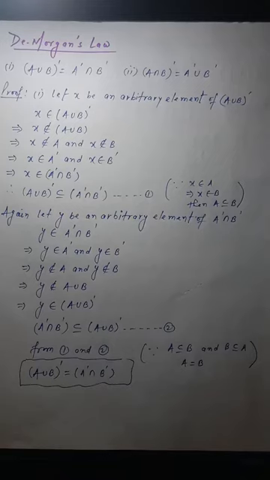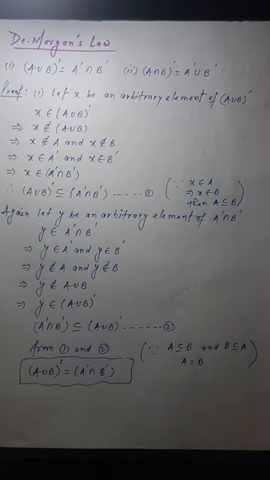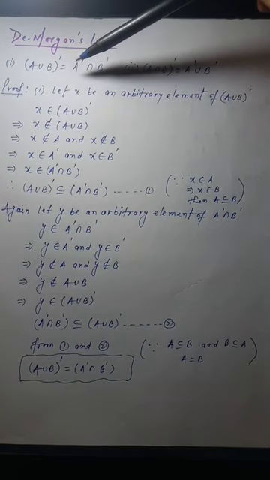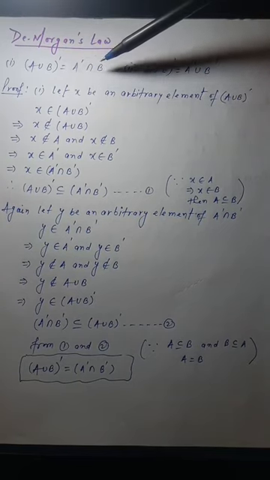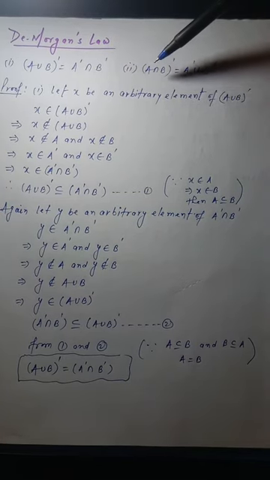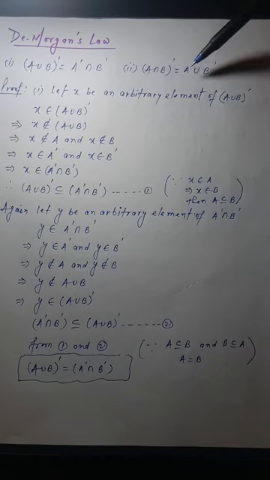Friends, welcome. After complement of set, it's time to take a law based on complement of set, which is De Morgan's law. De Morgan's law says that when there are two sets A and B, then (A union B) whole complement will be equal to A complement intersection B complement. And one more point regarding this law is that (A intersection B) whole complement will be equal to A complement union B complement.